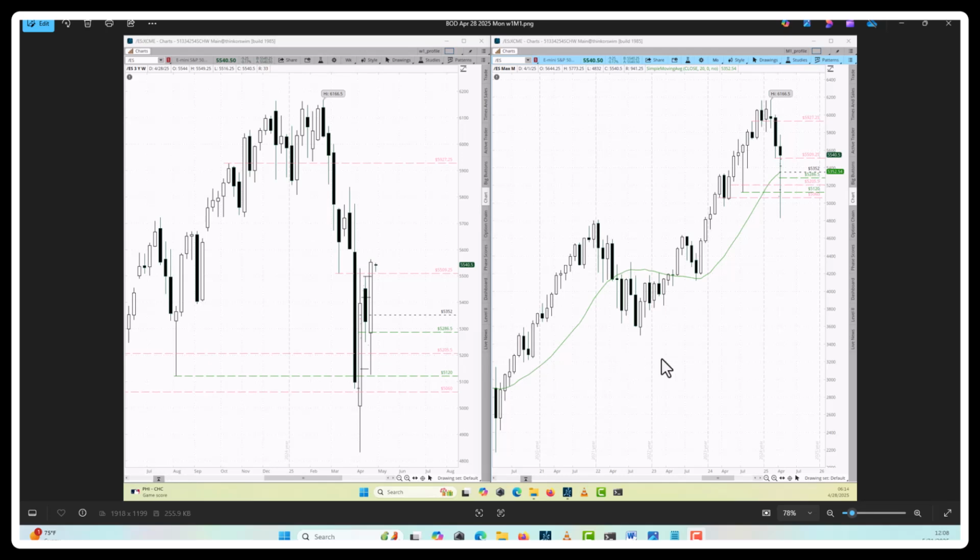Here's the screenshot we took on April 28, which is the Monday of week 18. On our left is the weekly, and on our right is the monthly. So it's the monthly right there, and the weekly.